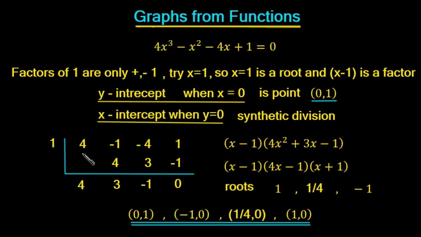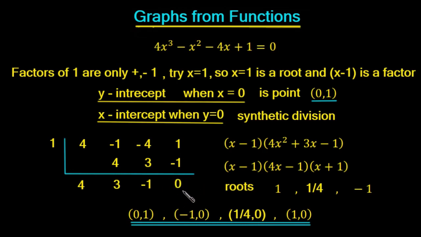The coefficients will be 4, minus 1, minus 4, and 1. And we've got our root here, which is 1. So we start off with 4. We say 1 times 4 is 4. We add them together, we get 3. 1 times 3 is 3. We add them together, we get minus 1. 1 times minus 1 is minus 1. We add them together, we get a value of 0. So the remainder is 0.